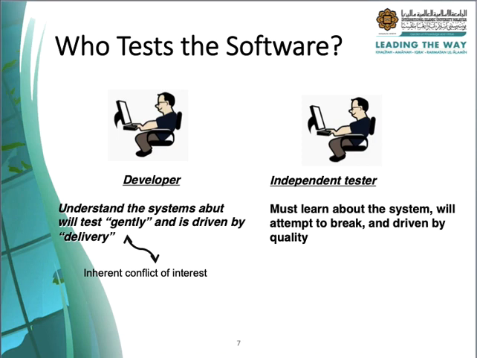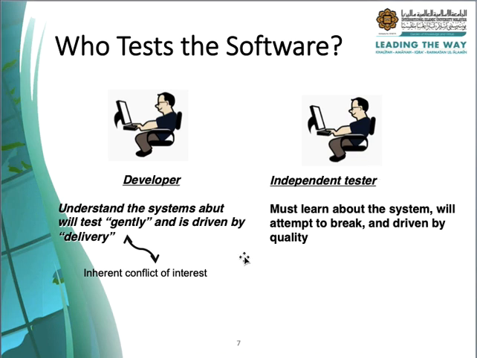So let's see who actually does the testing. Who tests the software? We have two parties: the developer and the independent tester. Developer means part of the team that develops the system they want to test. The advantage is that the developer actually understands how the system works. They don't have to study or learn. However, there is a possibility that the developer will test it gently and be driven by delivery. Okay, and there is a possibility of conflict of interest.